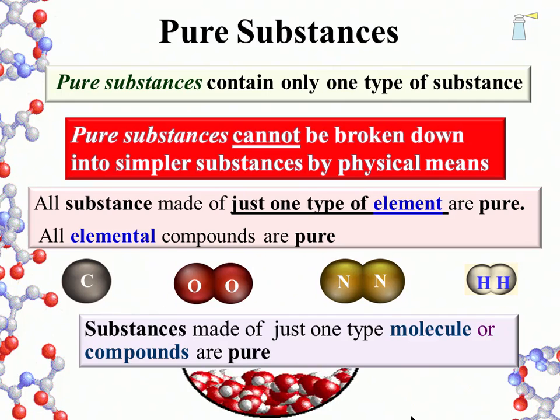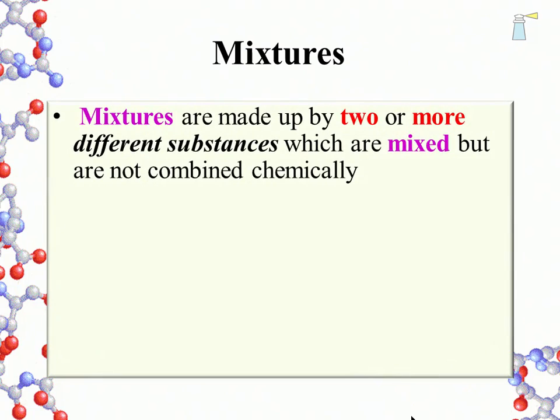Substances made up of just one type of molecule or compound are pure. Water, that is just made up of water molecules, is pure. Water and salt are both pure substances, unless mixed together, in which case they would be called mixtures. Mixtures are made up of two different substances which are mixed but are not combined chemically. There are no new chemicals upon mixing.